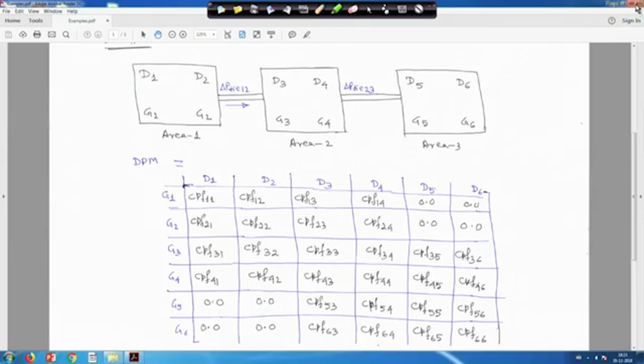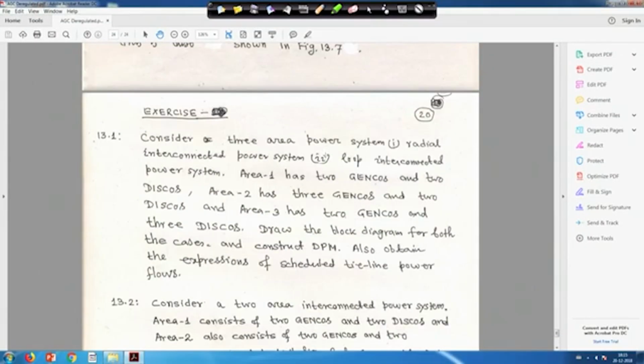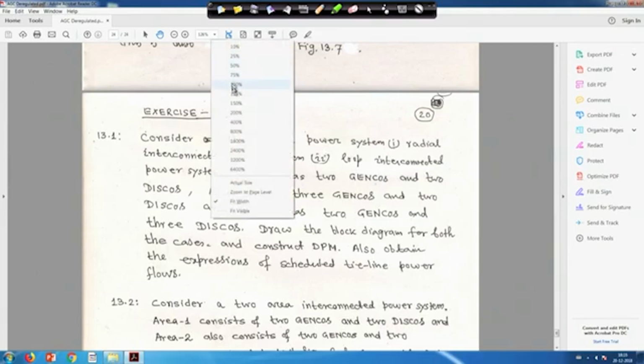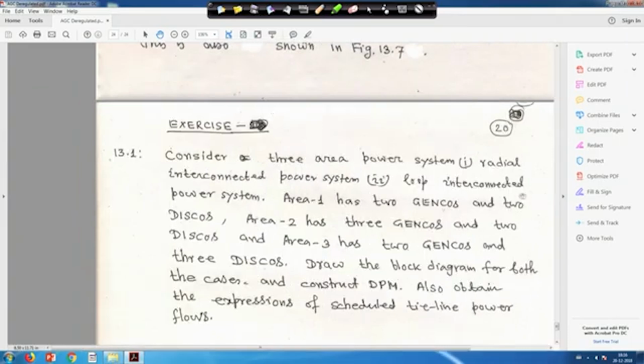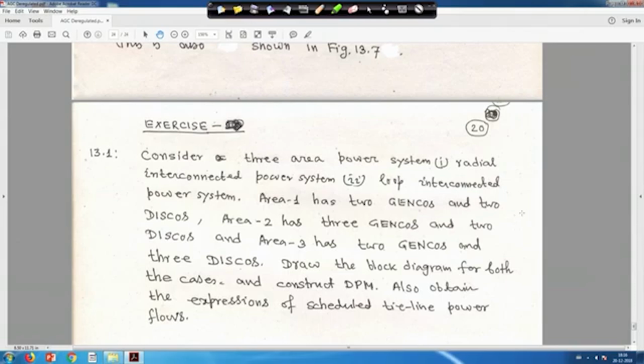So, you will practice a little bit. Here I have given a problem. Consider a 3-phase power system, one is radial interconnected, that is the longitudinal one I told you, another is loop interconnected, I told you both, right.